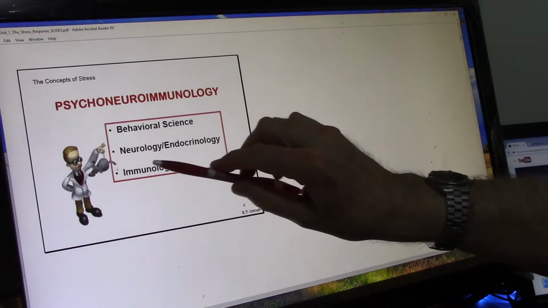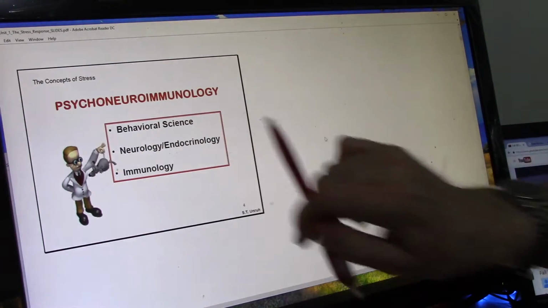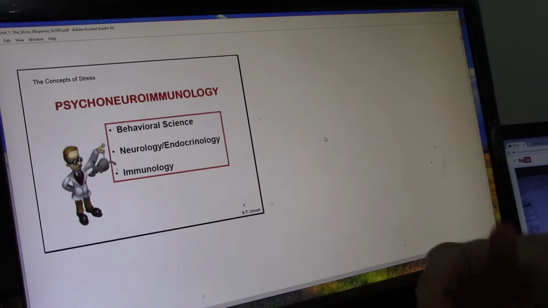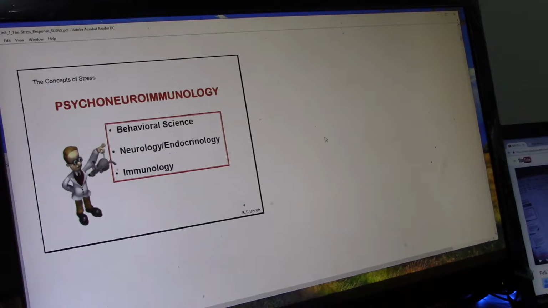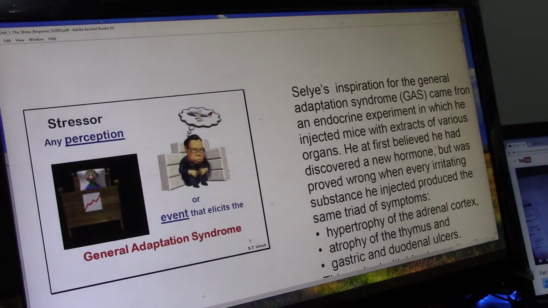And we find that the stimulation of the sympathetic nervous system and the response to stress can affect our immune status, and we'll get into that in just a moment. Okay? Big word, an important word.